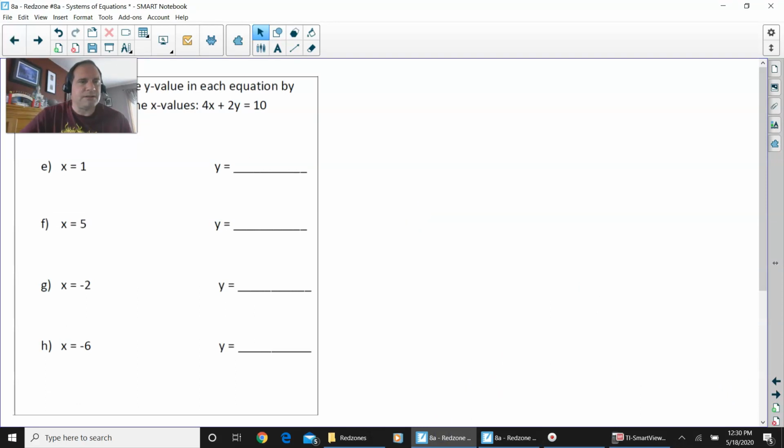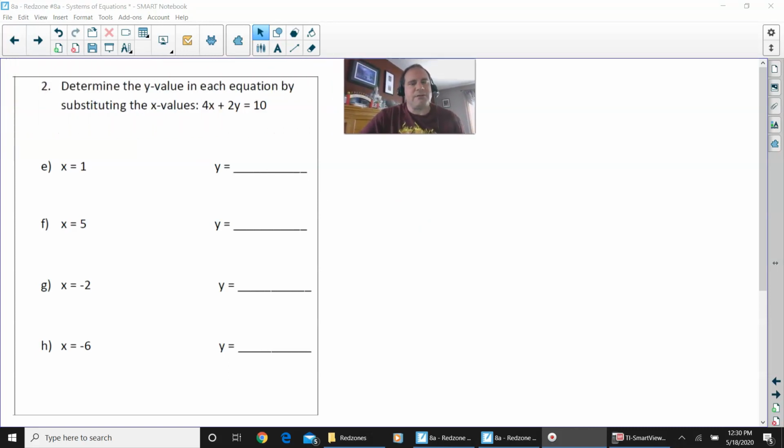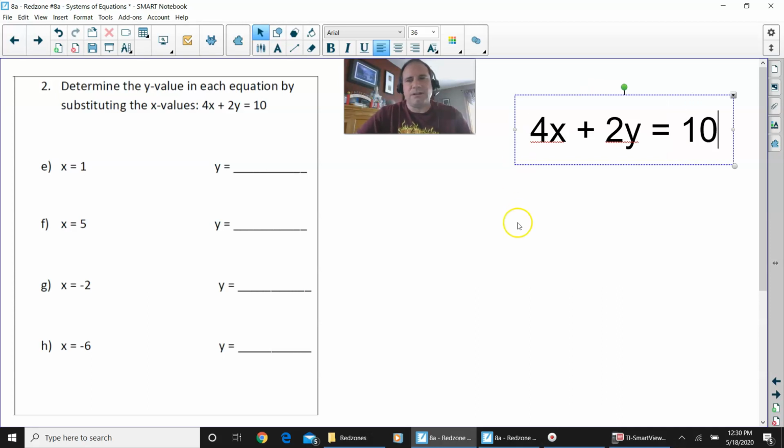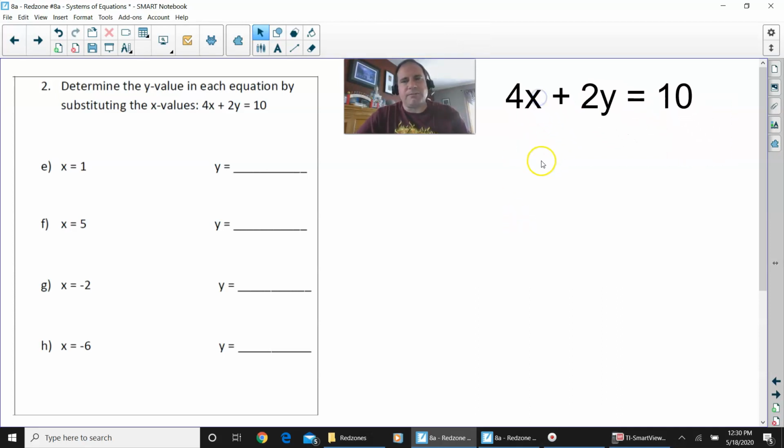Number 2 says determine the y value in each equation by substituting the x values. All right, so you don't have to solve for y here, but I think you really should, because if you don't solve for y, then every time you go ahead and substitute, you would have to solve for y. So I'm going to put that down, and let's see if we remember how to solve for y. 4x plus 2y equals 10. You need this y alone. So what would you do to go ahead and solve for the y?